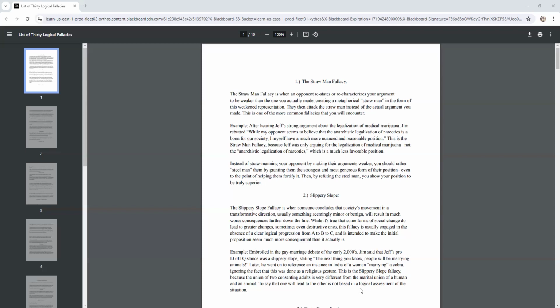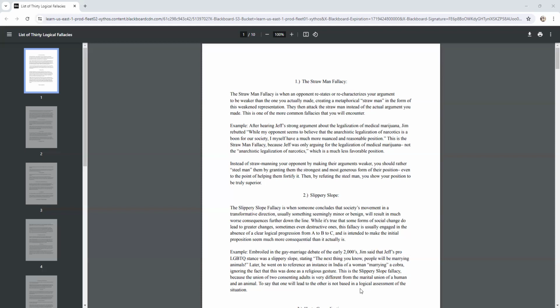So here's my example. After hearing Jeff's strong argument about the legalization of medical marijuana, Jim rebutted, while my opponent seems to believe that the anarchistic legalization of narcotics is a boon for our society, I myself have a much more nuanced and reasonable position. This is the straw man fallacy because Jeff was only arguing for the legalization of medical marijuana, not the anarchistic legalization of narcotics, which is obviously a much less favorable position.